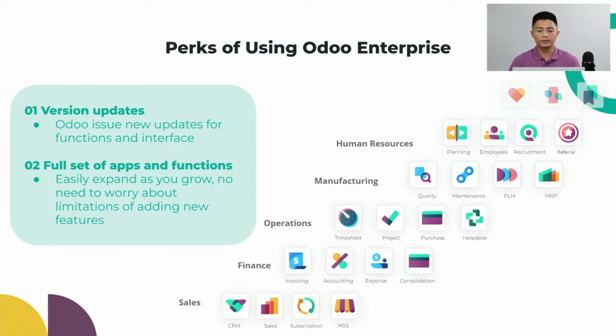Now, let's move on to the perks of using Odoo Enterprise. For the first one, we have version updates. We issue new updates for functions and interface on every version available. Based on what I showed you earlier, it is not a whole version jump. It's just like from 16 to 16.3. However, we release an upgrade already, and the upgrades are readily available. What more if you jump from 16.3 to 17 to 18? You don't need to worry about upgrades because Odoo gives it for free for enterprise customers.